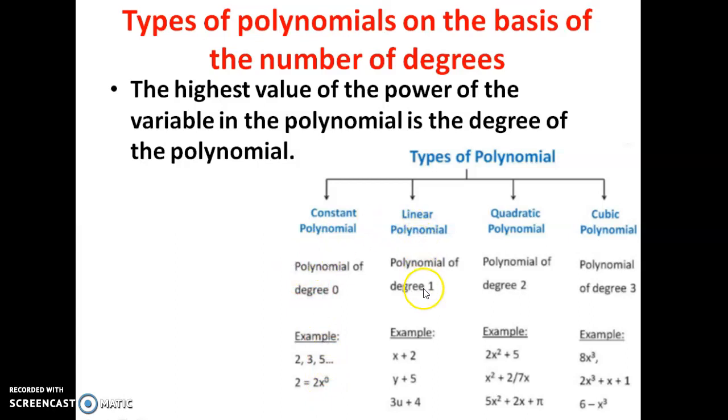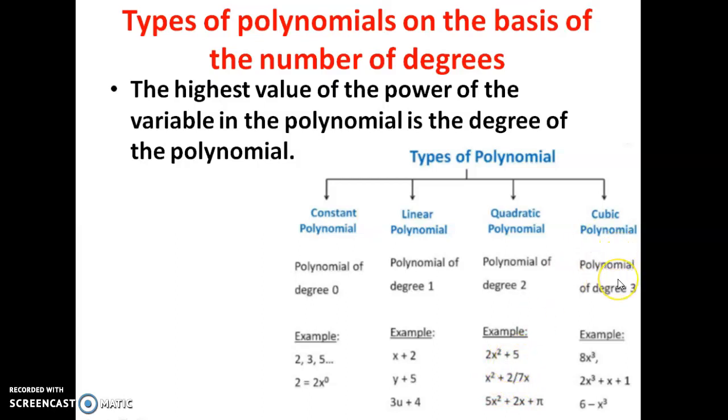A linear polynomial means a polynomial of degree 1. The highest power of the variable is 1. For example, x plus 2, y plus 5, 3u plus 4. All have the variable with power 1. That is called a linear polynomial. Quadratic means a polynomial of degree 2. x square, y square, z square. 2x square plus 5 is an example of a quadratic polynomial.